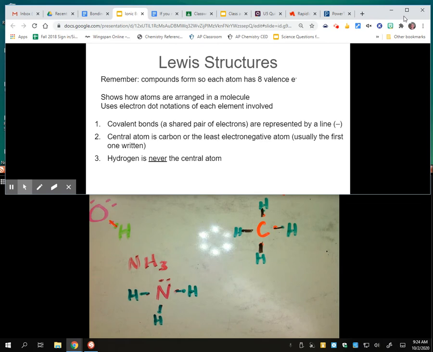Then we check to make sure everyone's happy. Nitrogen has access to 1, 2, 3, 4, 5, 6, 7, 8. That fulfills his octet. And each hydrogen has access to 2 valence electrons, and that makes him happy.